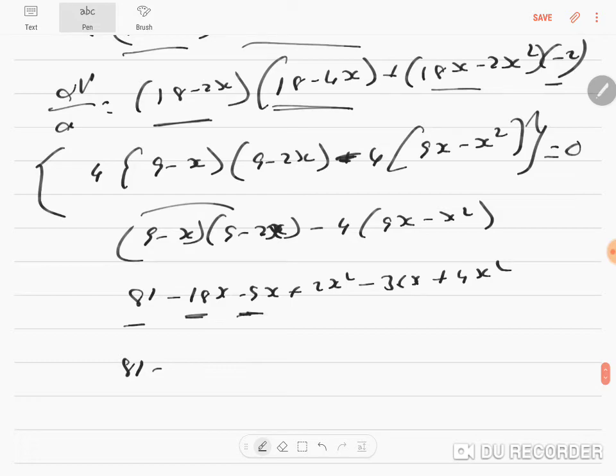What is this? 9x, no? 18 minus 18 plus 9, another 8 to 16, 17, 27x. 27x minus 36x, 6 2s are 12, 13, 63x, plus 2 and 6x square is equal to 0 it will come.